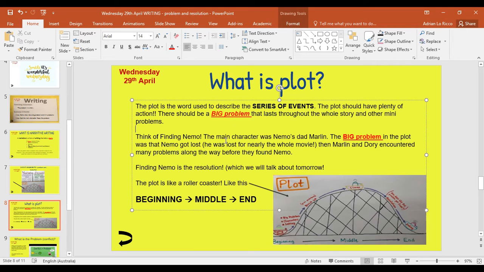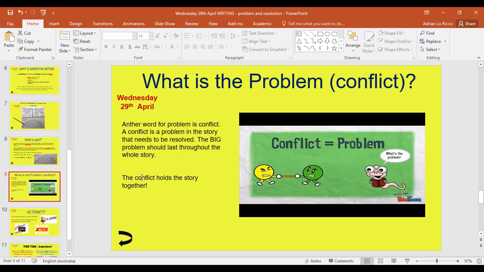And then at the very end, after the roller coaster, after all of this happened, was the resolution, which is when they found Nemo. But we'll talk about the resolution, how we fix the problem, tomorrow. So a story should have a beginning, middle, and end. There is a video that you can watch. The link is connected under classwork writing. It talks a bit more about what a problem is, but we'll talk a little bit about it now.